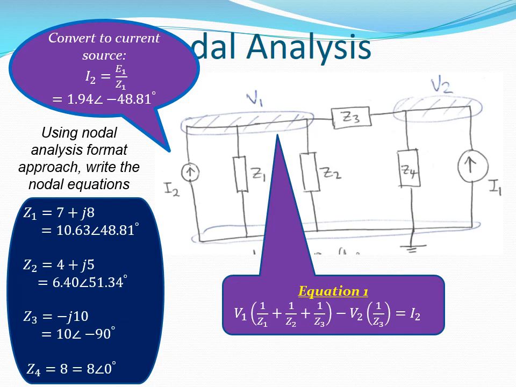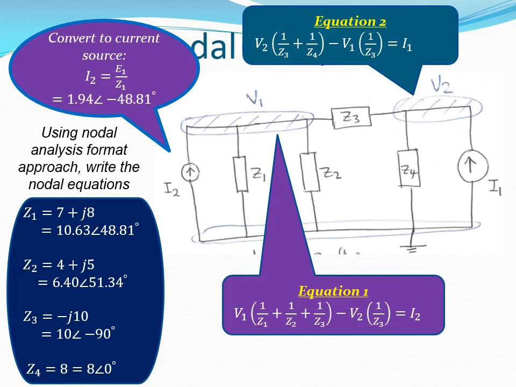For node 1, the admittances attached to the node are 1 over Z1, 1 over Z2, and 1 over Z3. The first term, therefore, is V1 by 1 over Z1 plus 1 over Z2 plus 1 over Z3. The mutual node is node 2, and the mutual admittance is 1 over Z3. Therefore, the mutual term is minus V2 by 1 over Z3. The current source attached to the node is I2. Therefore, the right-hand side is equal to I2.